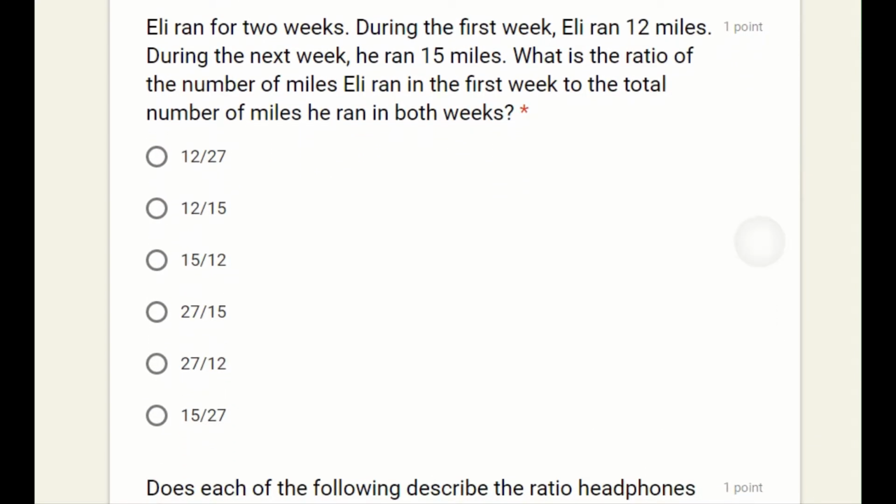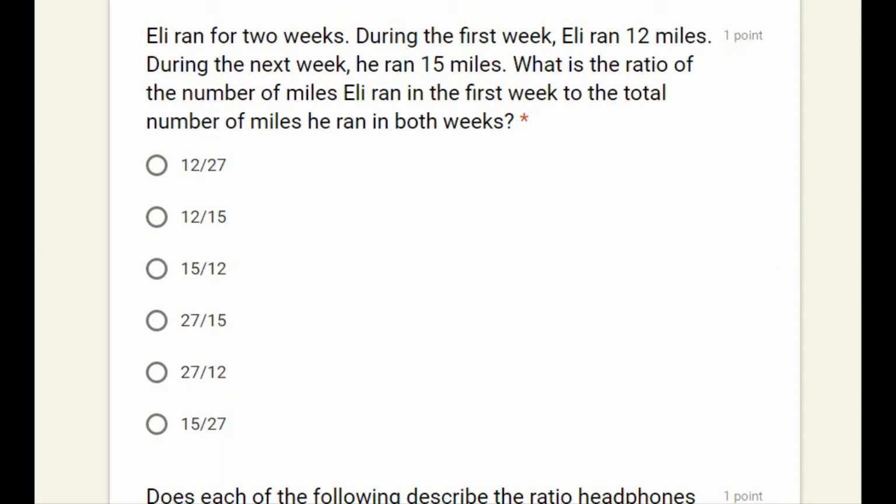All right, this next one, Eli ran for 2 weeks. During the first week, Eli ran 12 miles. During the next week, he ran 15 miles. What is the ratio of the number of miles Eli ran in the first week to the total number of miles he ran in both weeks? That is a mouthful. So we have to know, what are we trying to write here? We want to write a ratio for the number of miles he ran in the first week to the total number of miles he ran both weeks. So this is a part to whole ratio.